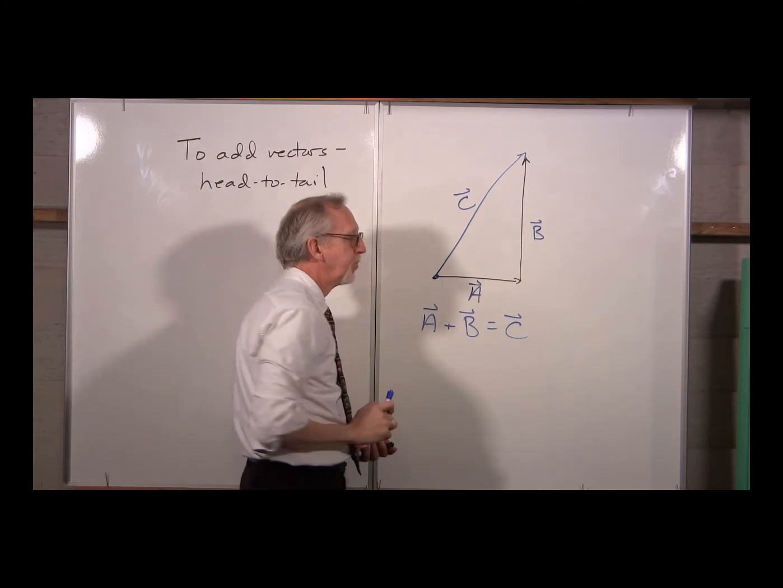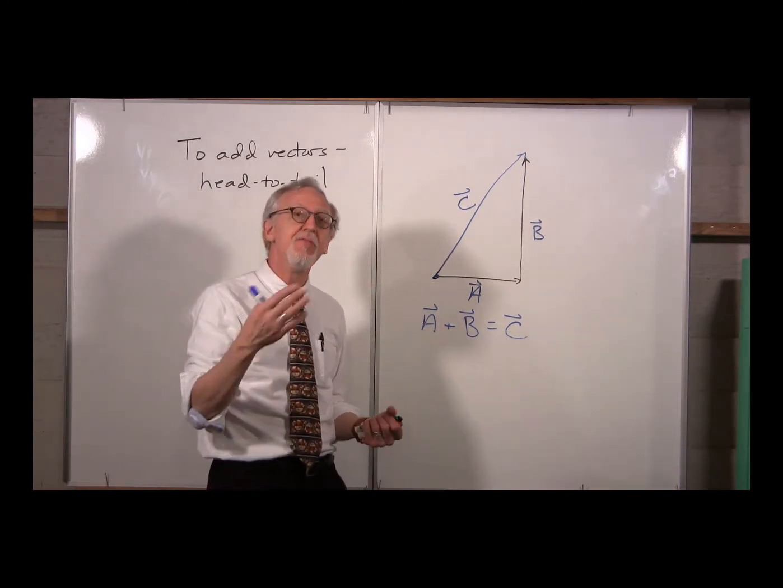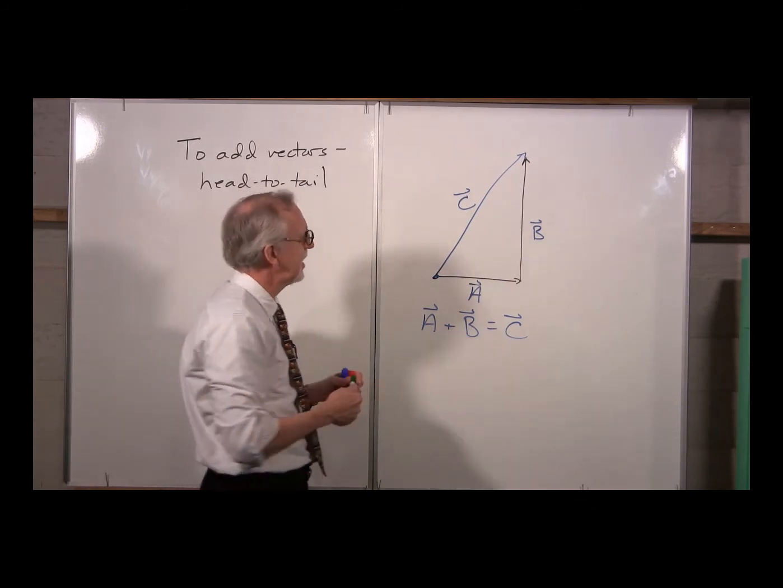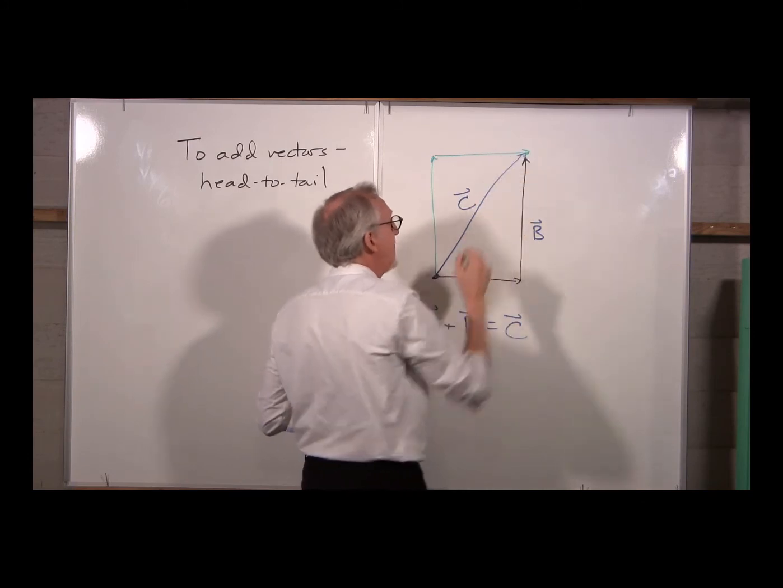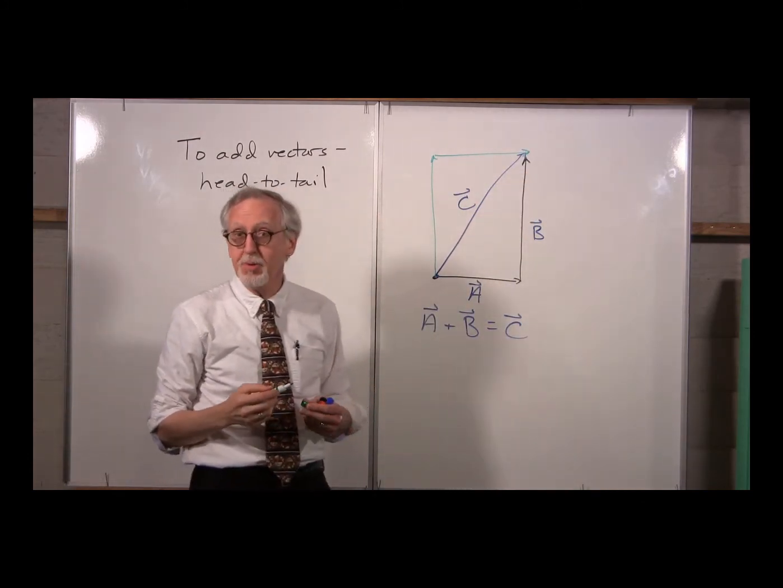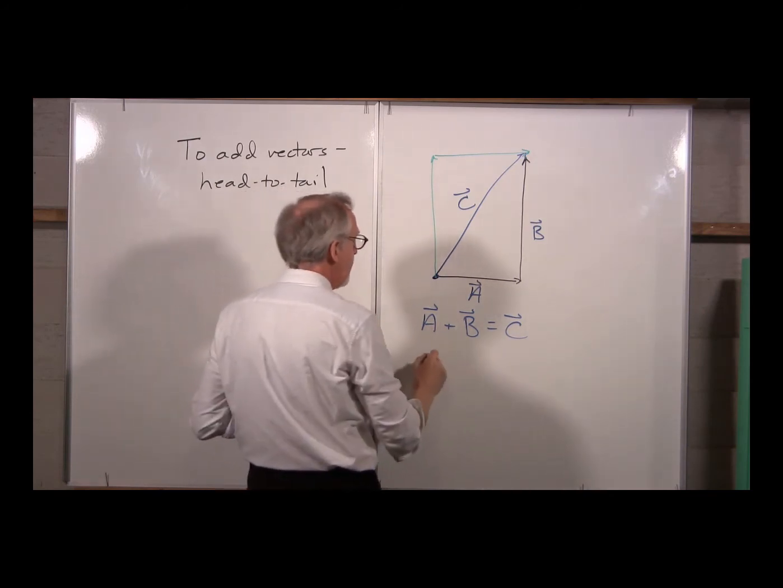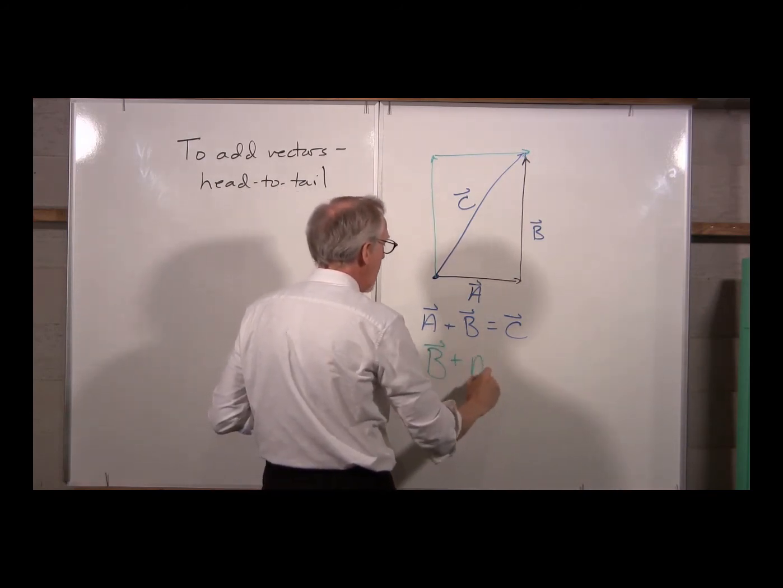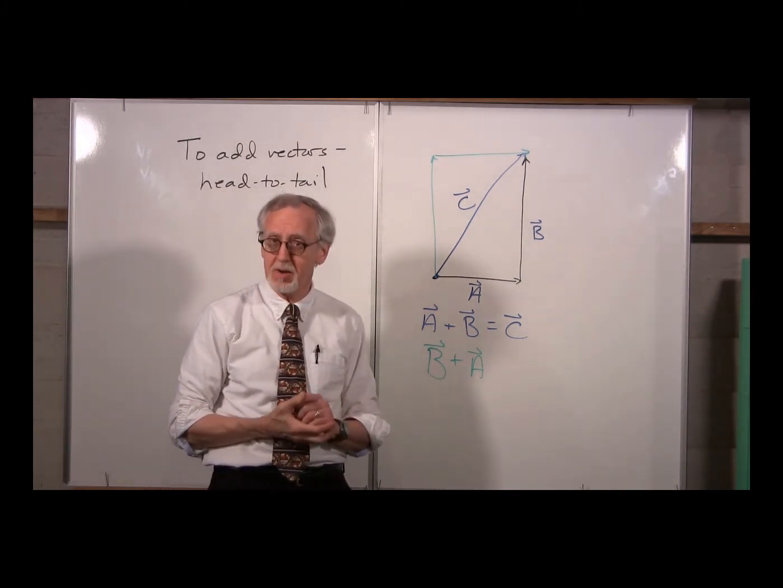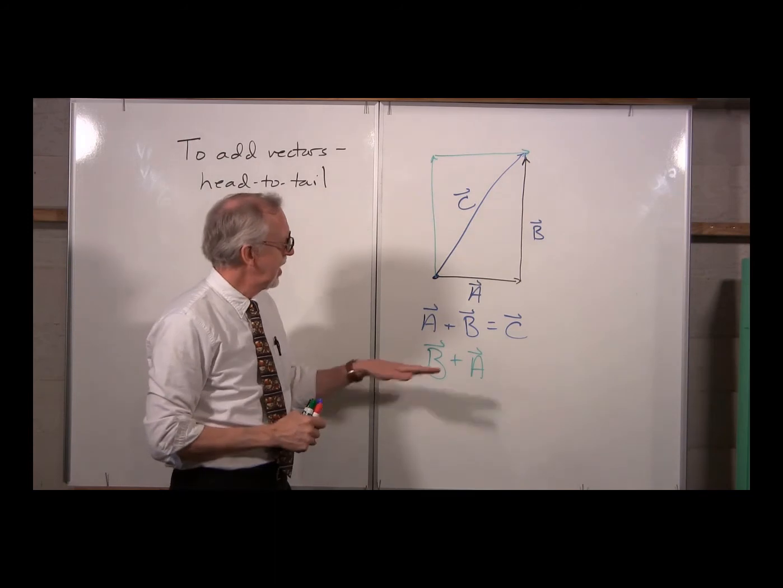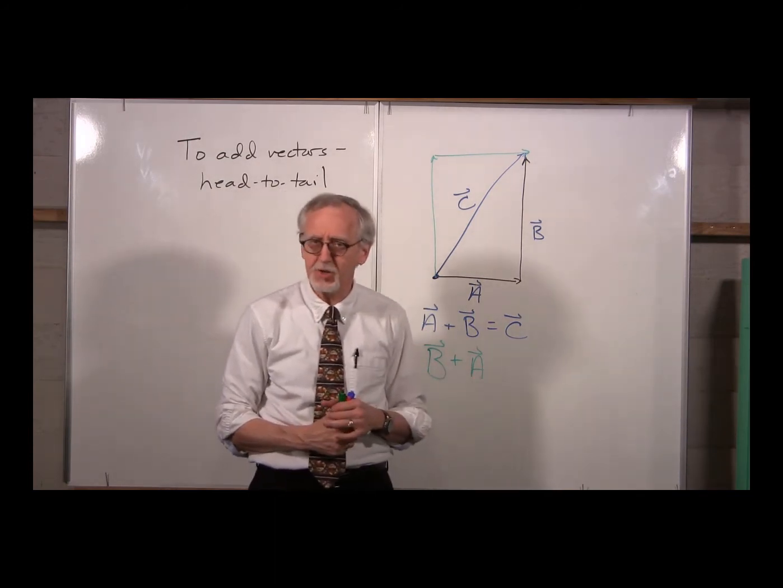Head to tail. We could also walk 10 kilometers north and then 5 kilometers east, and 10 kilometers north plus 5 kilometers east brings us to the same place. So we end up in the same place. In other words, A plus B is the same as B plus A. The order of vector addition is not important. It's commutative. So A plus B is equal to B plus A for vector addition.